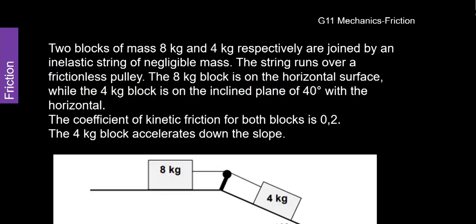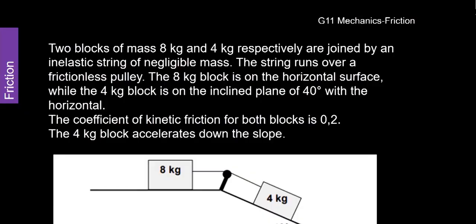Grade 11s, let's see if we have time to tackle this problem. We don't have lots of time, but we can do parts of it. So this problem is two blocks put together. You can see it on the screen. There's an 8 kilogram block on a horizontal surface, and the 4 kilogram block is on a slope. They tell us that it is joined by an inelastic string of negligible mass. That just means it's not going to have any effect on what we're trying to work out. It runs over a frictionless pulley over there.